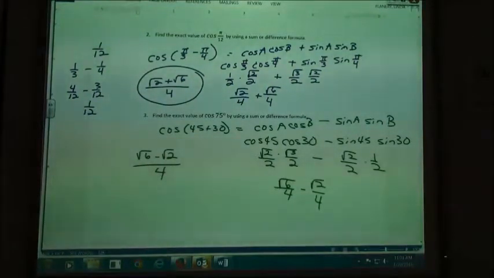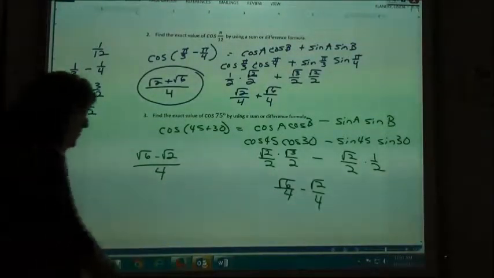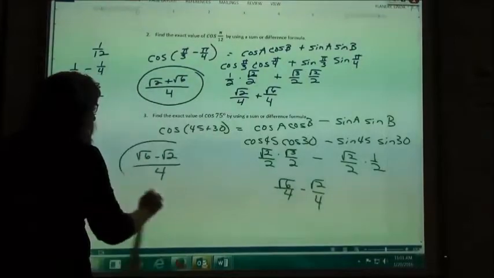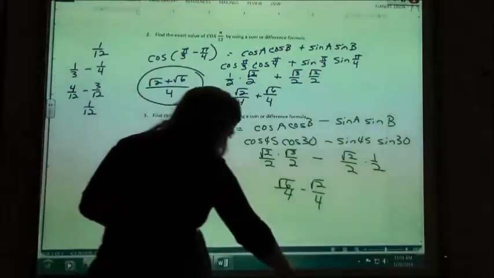So, keep your formulas handy, keep the sheet with your common angle sine and cosine values. That's all you're probably going to have to use on this one much. Keep it handy so you can look those up, and then you just simplify, get your answer.